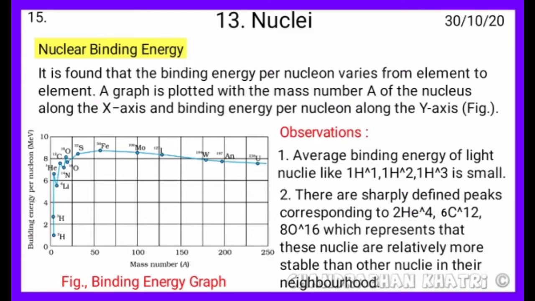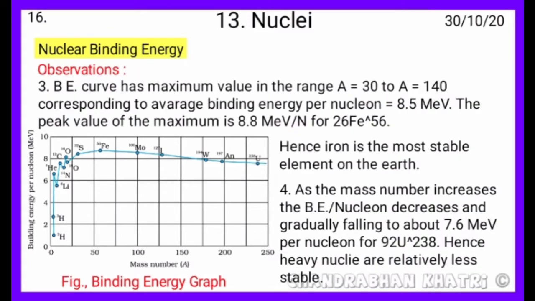Observations. First point, the average binding energy of light nuclei like 1H1, 1H2, 1H3 is small. Second point, there are sharply defined peaks corresponding to 2He4, that is helium, 6C12, that is carbon, and 8O16, that is oxygen, which represent that these nuclei are relatively more stable than other nuclei in their neighborhood.